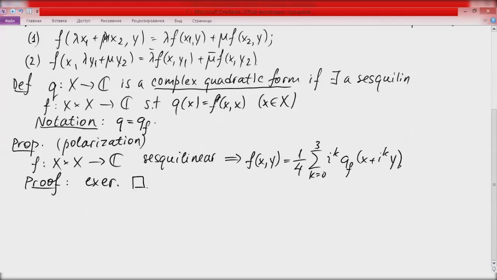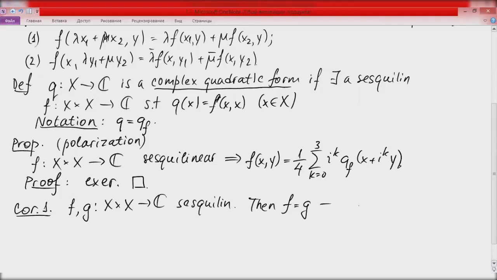So we have the following corollary, corollary 1. If I have two sesquilinear forms f and g, then f equals g if and only if qf equals qg. In other words, a sesquilinear form is uniquely determined by its restriction to the diagonal. This is a very nice property of sesquilinear forms. By the way, for bilinear forms, a similar result fails. For example, we can take any skew-symmetric bilinear form, then the restriction of it to the diagonal is identically 0. And we cannot reconstruct the bilinear form from the restriction to the diagonal. But for sesquilinear forms, this is possible.